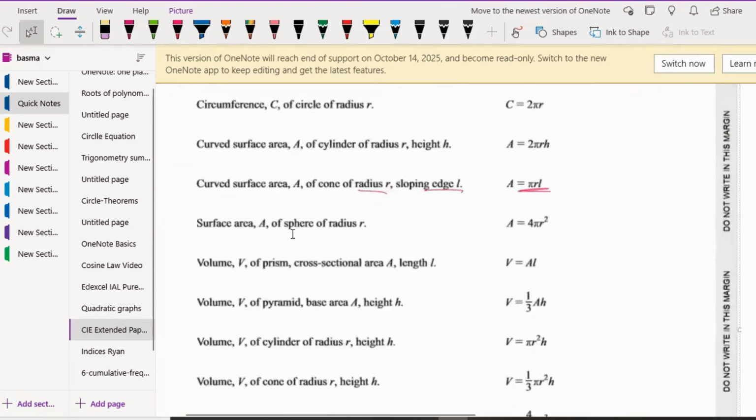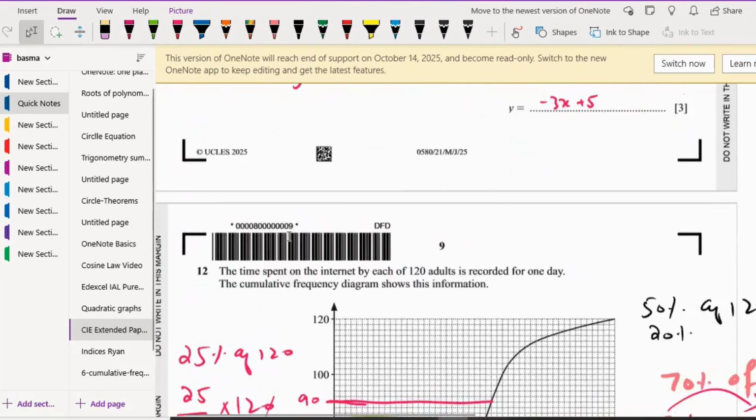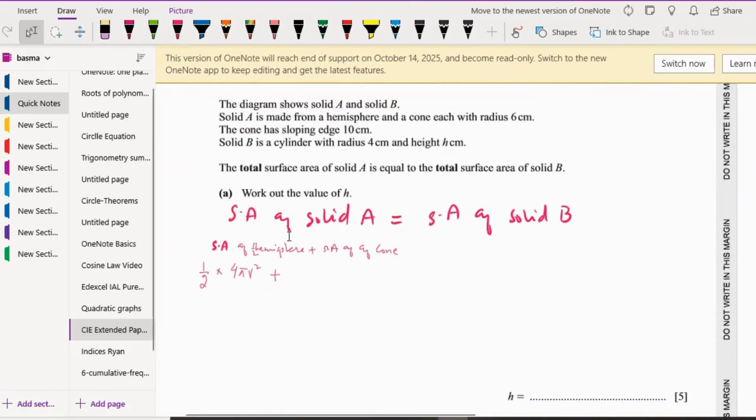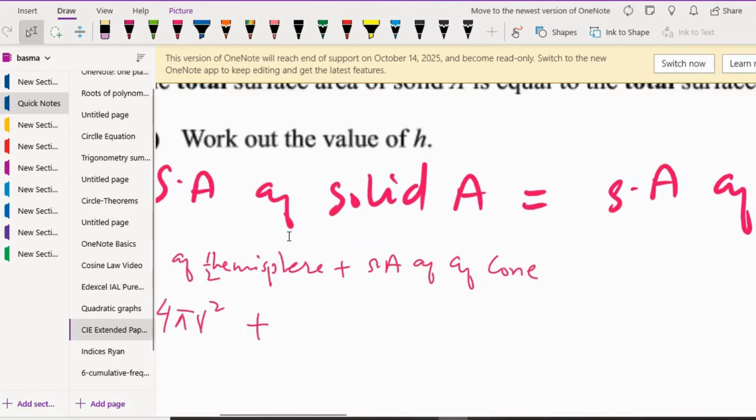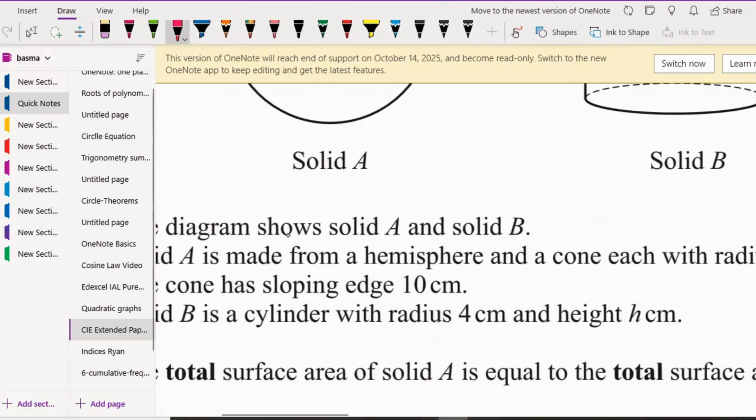Okay, so we'll just go back to the question number 13 and now write the surface area of the cone, which is pi rl, right? Pi rl. Okay, now we're gonna keep it equal to the surface area of the solid B. Solid B is the cylinder.